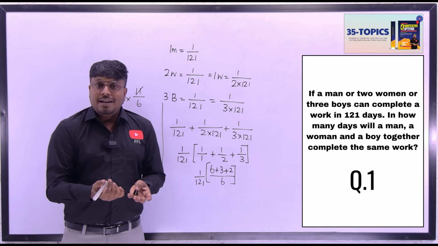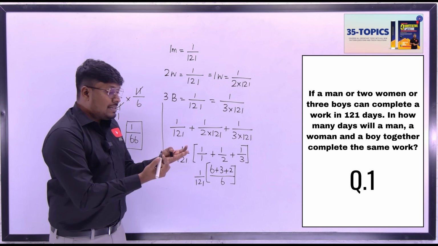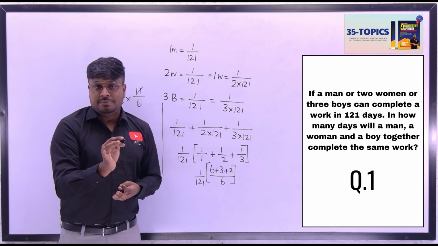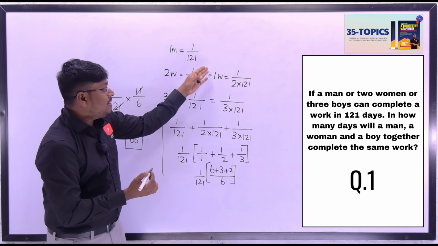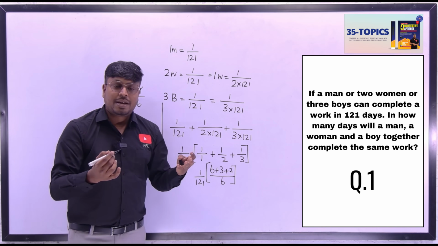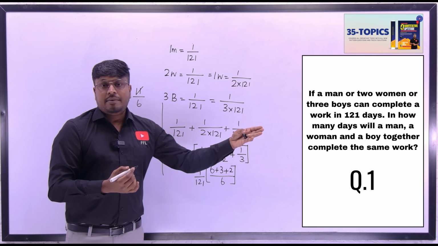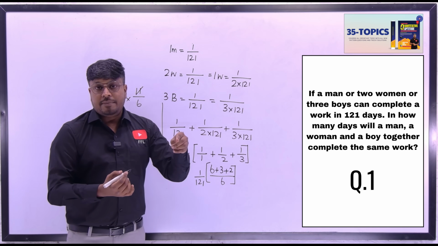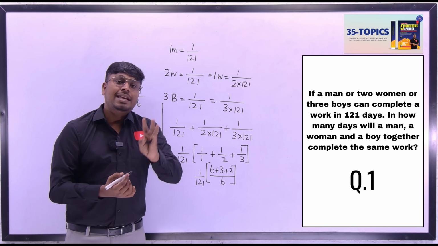So very easy, right? If you solve it in an exam, you can solve it within 30 seconds. In order to understand this, I have written everything here, but in your exams you don't need to write it. By just seeing the question: one man equals 121, two women, so one woman equals 1 by 2 into 121.